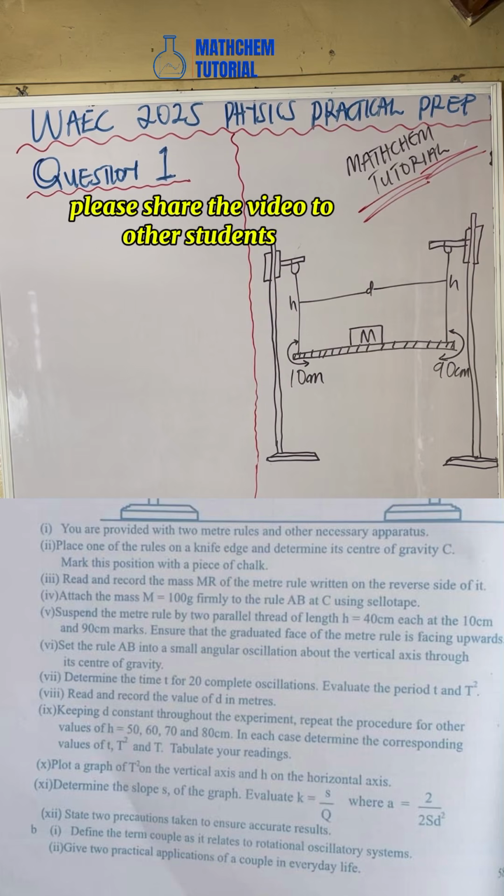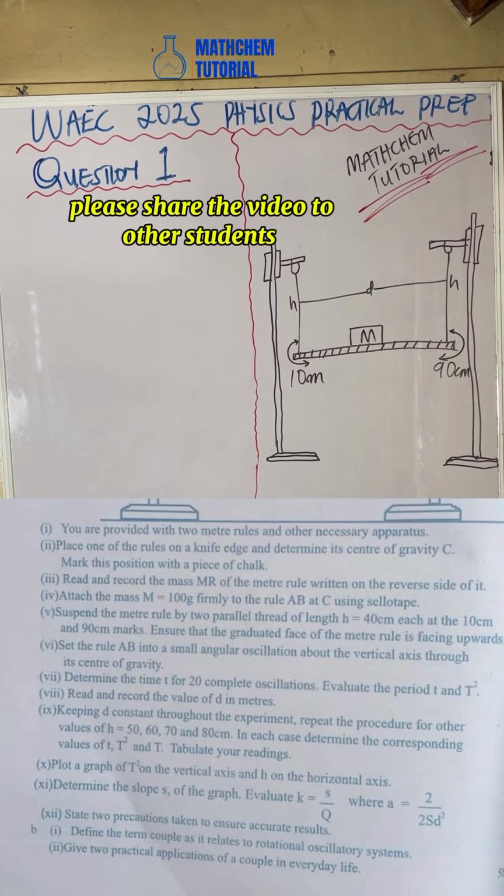Keeping d constant throughout the experiment, repeat the procedure for values of h as 50, 60, 70, and 80 centimeter. In each case, determine the corresponding value of t, that is small letter t, T, that is capital letter T, and T square. Then tabulate your readings. After that, you are asked to plot a graph of T square on the vertical axis and h on the horizontal axis.